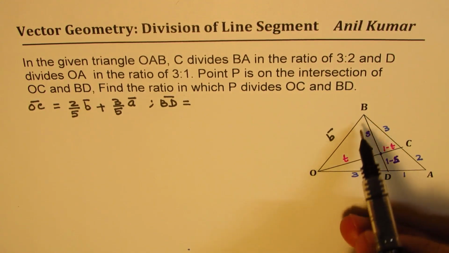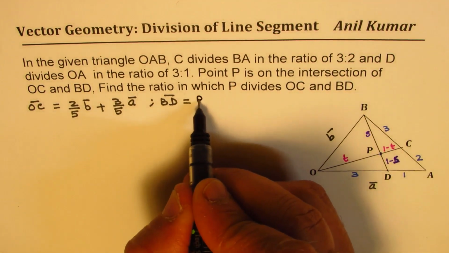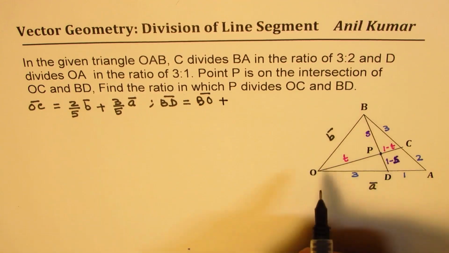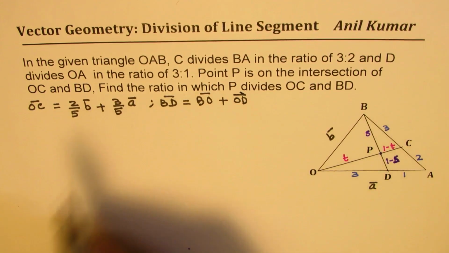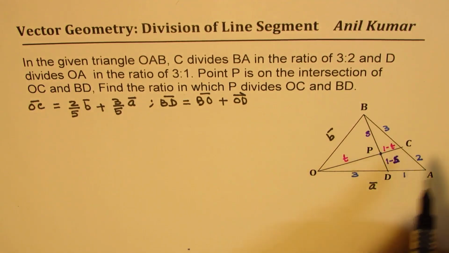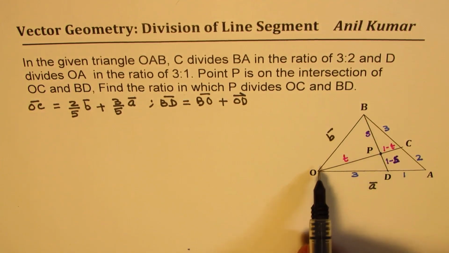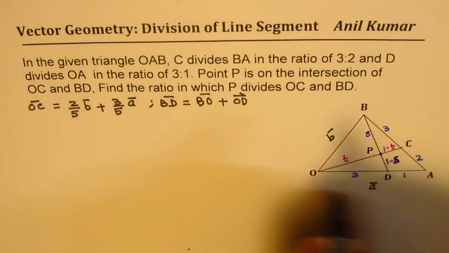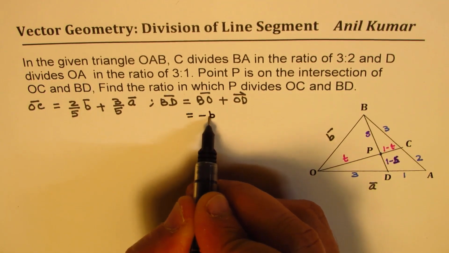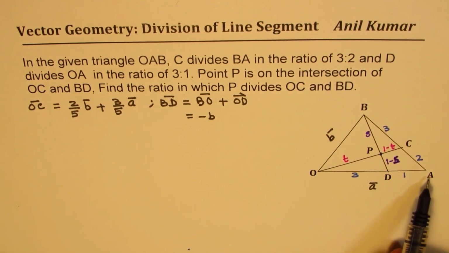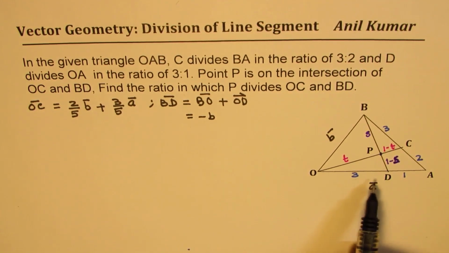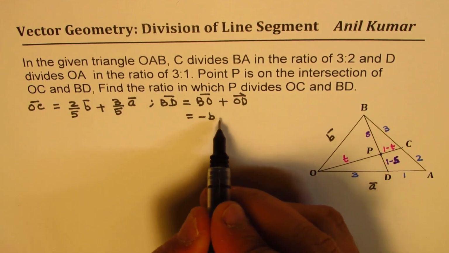So we can say BD is BO plus OD. Okay, that is better. Instead of using this formula, this is better. So B to O is minus B. And O to D is, we divided A into 4 equal parts, so 3 out of 4.